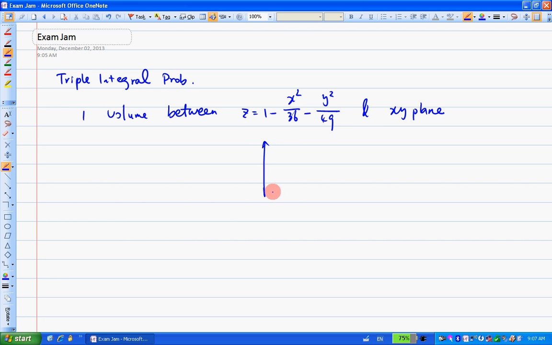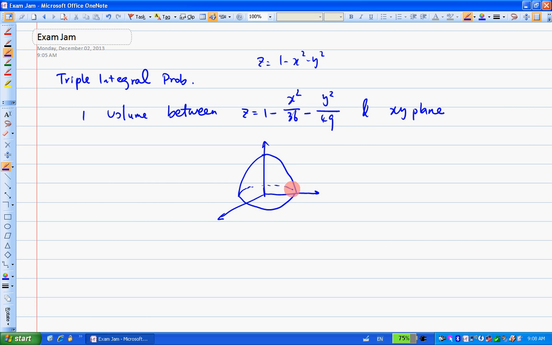And let's plot this thing out. So this is z equal to 1 minus this. Physically, you can see the maximum value for z is 1, right? We already had a similar formula in our lecture, 1 minus x squared minus y squared, which is basically an inverted paraboloid. This one has x squared over 36 and y squared over 49, so the shape is still pretty much like that. It's an inverted one here.